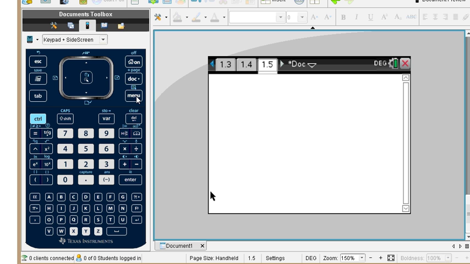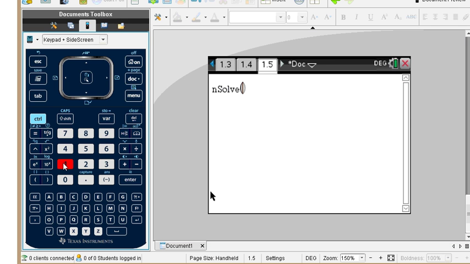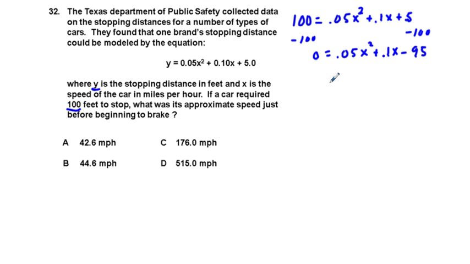Let's try it anyway. We go to menu 3.1. We have 100 feet, which is our stopping distance, is equal to 0.05x squared, x being the speed for braking, plus 0.1x plus 5, and we're going to press comma x, and we get 42.6005. That sounds about right. And it turns out that that looks like answer choice A.